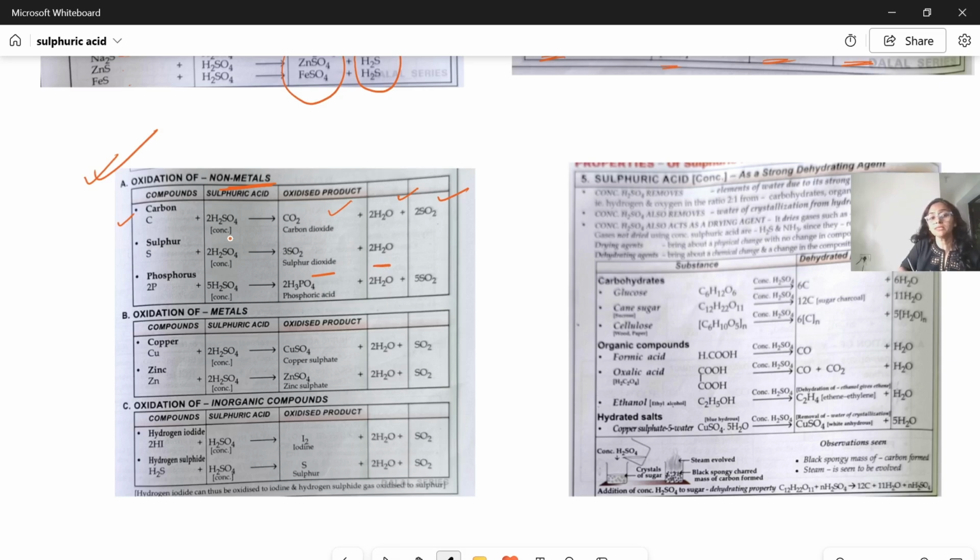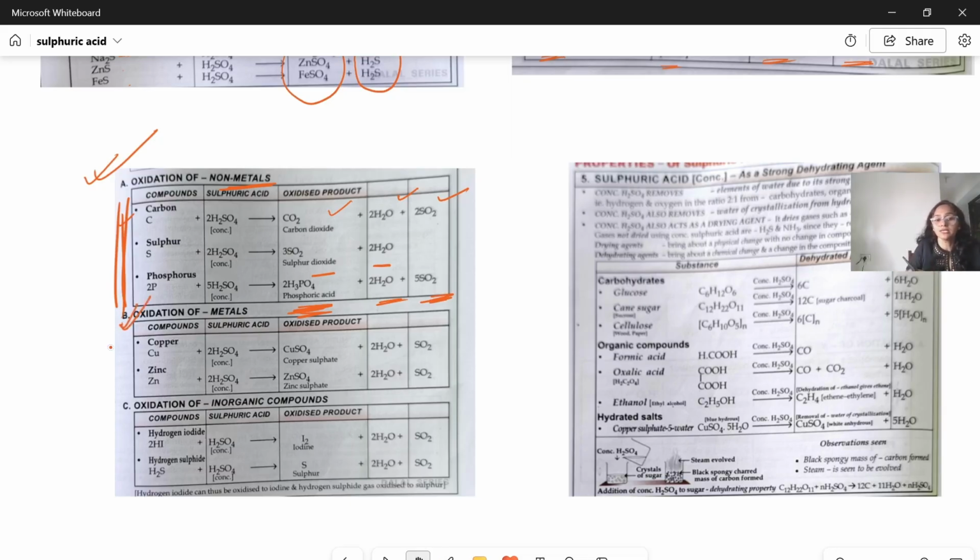Look above: carbon plus sulfuric acid gives carbon dioxide, sulfur dioxide, water. Here, sulfur plus sulfuric acid gives sulfur dioxide, water. Phosphorus plus sulfuric acid gives phosphoric acid, water and sulfur dioxide. So remember, you have to learn it. Carbon and sulfuric acid give carbon dioxide, water, sulfur dioxide. No acid is formed here. In the second also, sulfur plus sulfuric acid gives sulfur dioxide and water. But when it is phosphorus and sulfuric acid, we get phosphoric acid, water and sulfur dioxide. So learn the reactions.